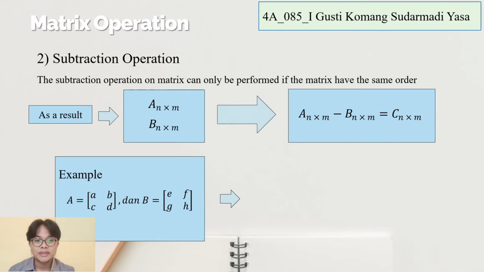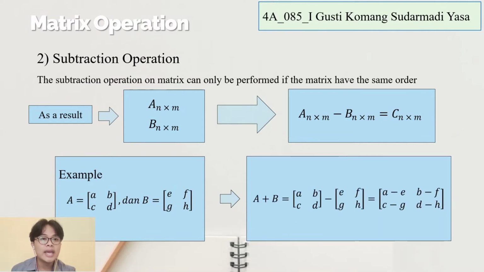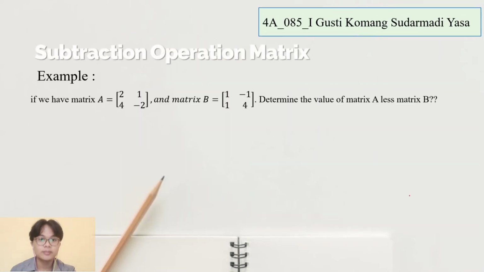Still with the same example. A is a matrix that has the order 2 times 2. And B is also a matrix that has the order 2 times 2. The subtraction of two matrices A and B can be done because A and B have the same order. The order is 2 times 2. The result is a new matrix C where the elements are the differences of each element of A and B.